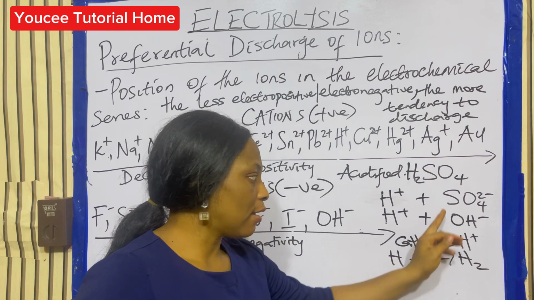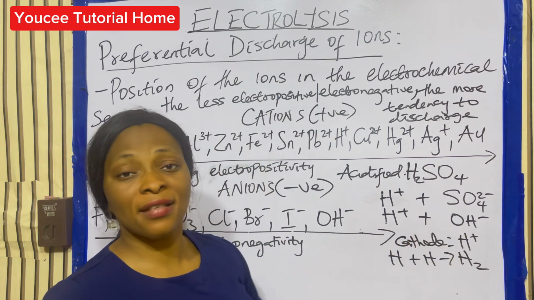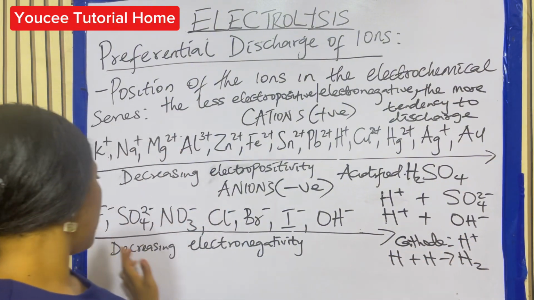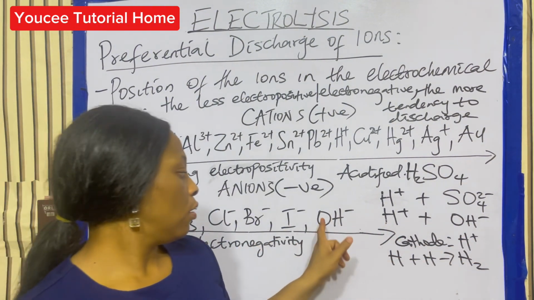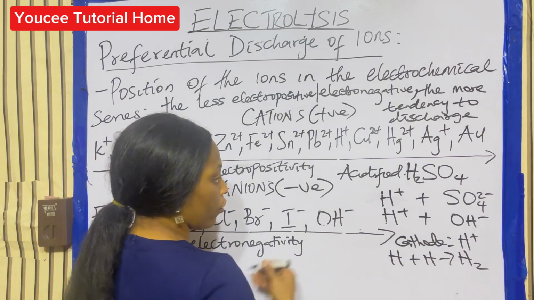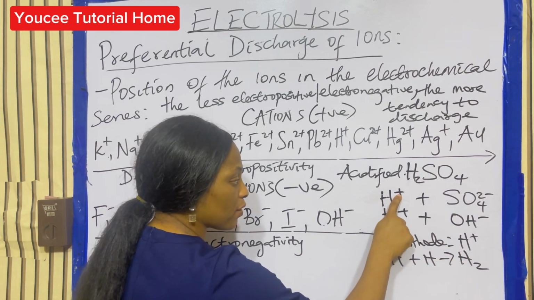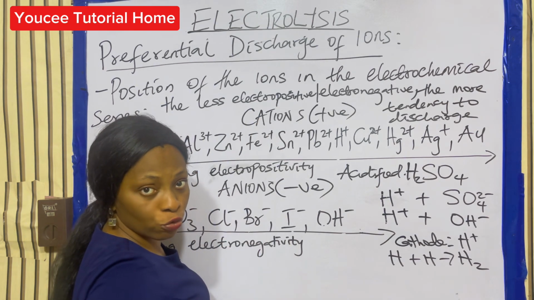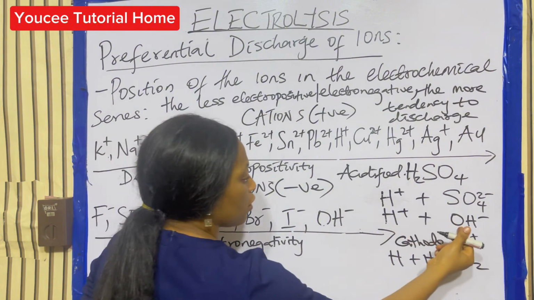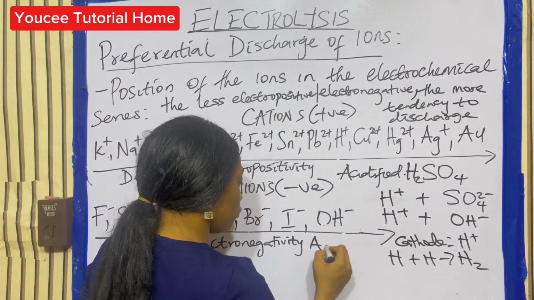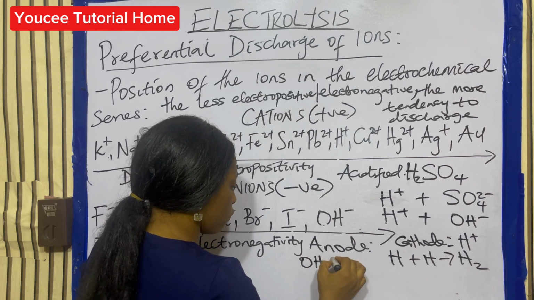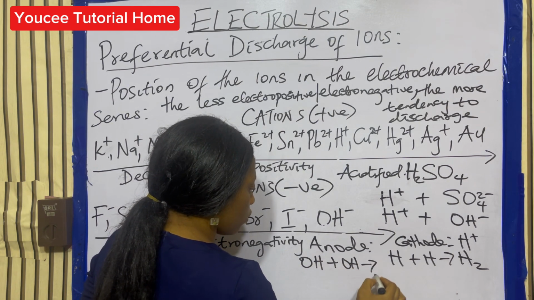Then look at the two anions. Between these two, which one is less electronegative? Looking at the series, hydroxide is higher than sulphate, so hydroxide is going to be discharged. Remember, positive ions go to the negative cathode, and negative ions go to the positive anode. So hydroxide is going to be discharged at the anode. At the anode, you have OH plus OH. That will give us what?